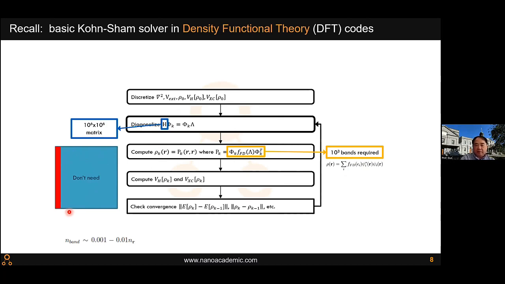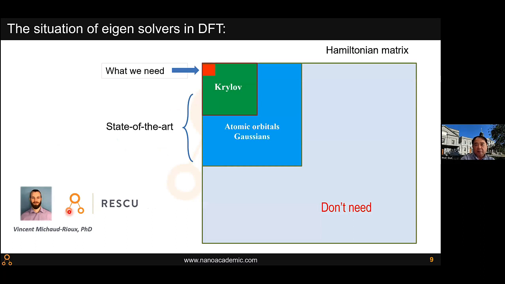Obviously, nobody does this. So in the state of the art, what people do is, this is a Hamiltonian matrix, and we don't need most of it. So we do something called a subspace technique. We only solve a small part of the problem to find what we need. What we need is this little red square or something like that. There are different tools: Krylov subspace, atomic orbital Gaussian. All of these tools are trying to suppress this big Hilbert space to solve a smaller problem. But there is a lot of room to improve, because we only need this part.